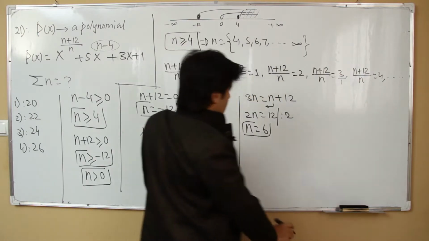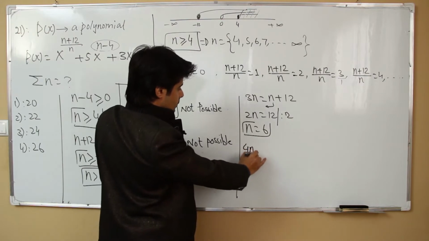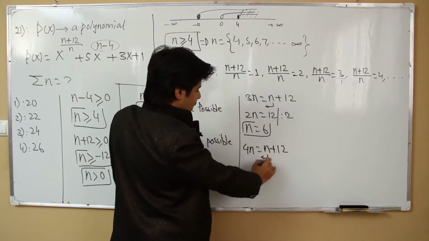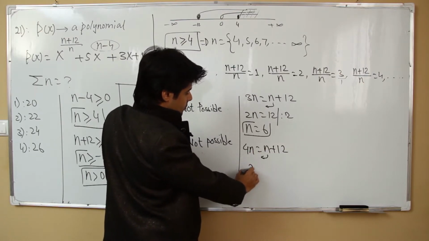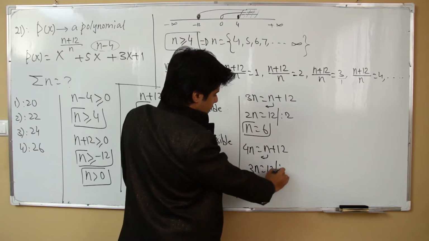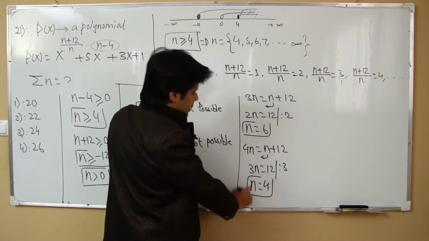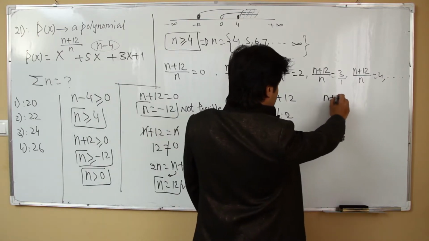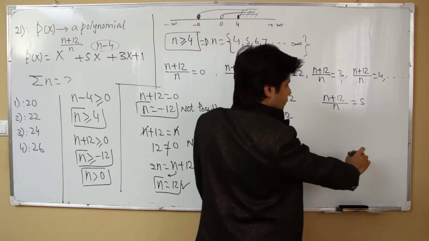This one, what is the denominator? 1. 4 times n, 4n. And 1 times n plus 12, n plus 12. Put n to the left side. We have 4n minus n, it's 3n, equals 12. Divide both sides by 3. So you will find n is 4. 4 is possible because we have it here. Now this n plus 12 divided by n can take 5.